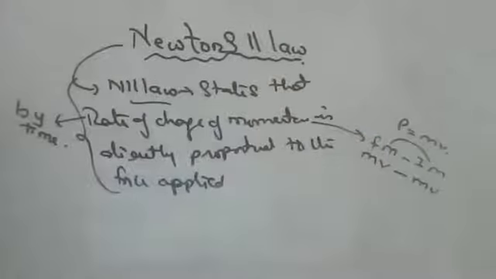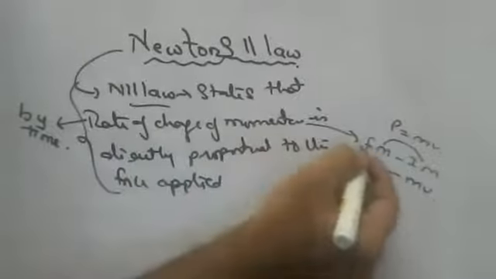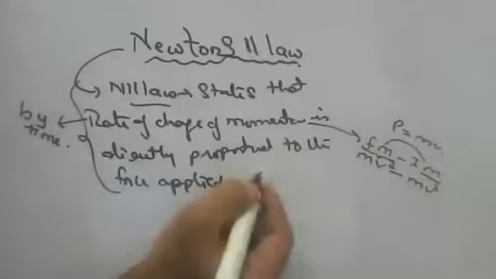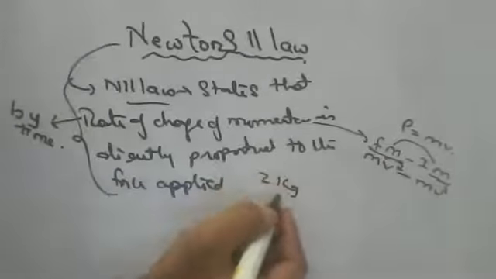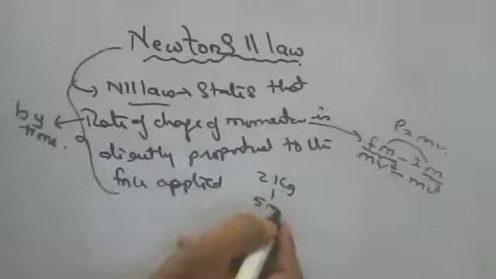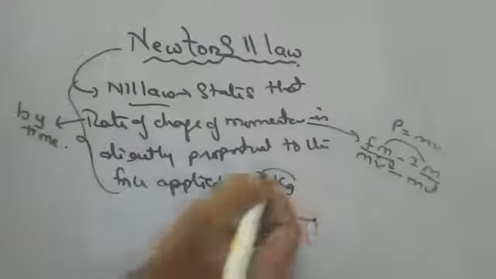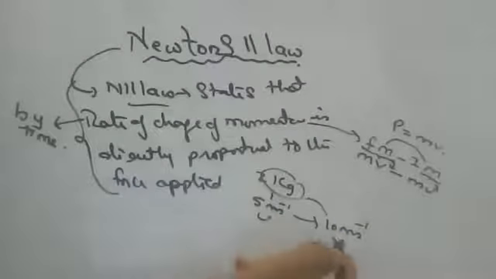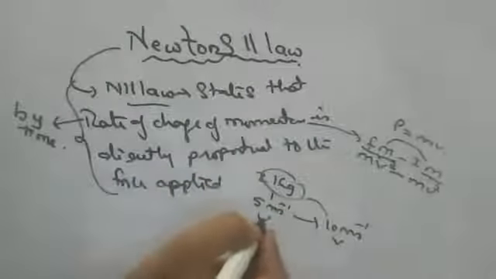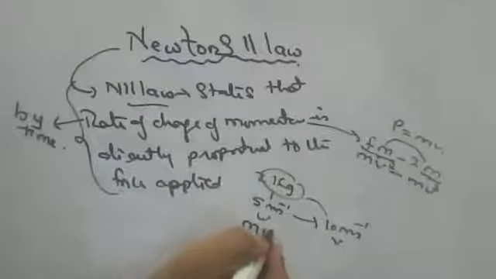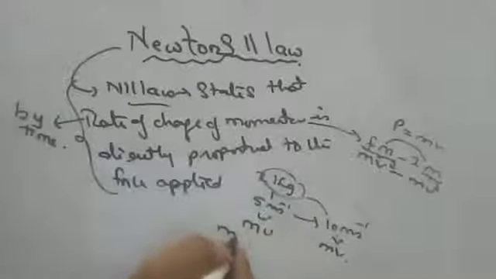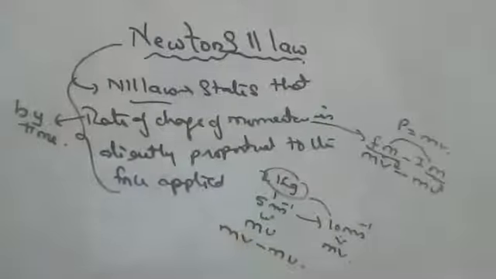Final momentum means the momentum which has final velocity. Initial momentum means the momentum which has initial velocity. Imagine a 2 kg body. Initially it is moving with 5 meters per second. If you apply force on this body, it will change to 10 meters per second. This is called initial velocity, this is called final velocity. Mass into initial velocity is called initial momentum. Mass into final velocity is called final momentum. mv minus mu is called change in momentum.